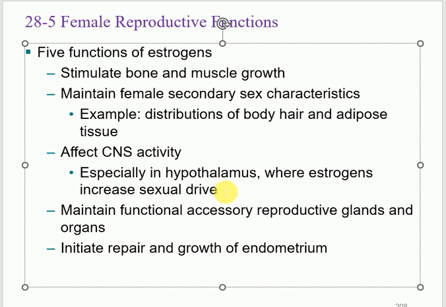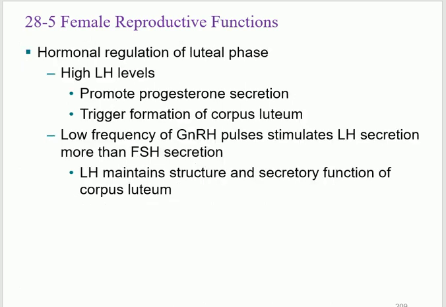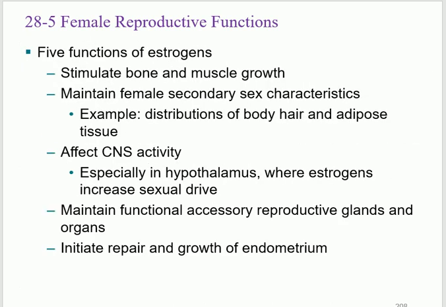Also, it maintains the accessory reproductive organs, which is the same thing as we mentioned in males, but these are different accessory reproductive glands. It also stimulates the endometrium, and this is the only one that's different because the uterus is in females only. So it initiates repair and growth of the endometrium, which is the proliferative phase. We talked about this before.